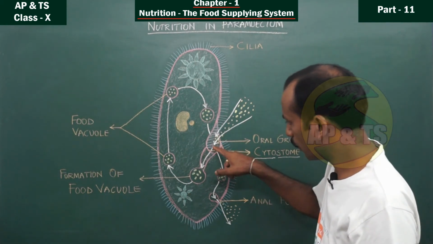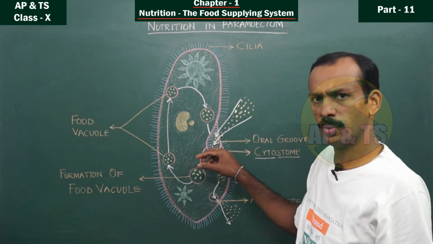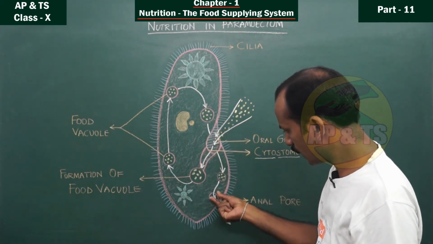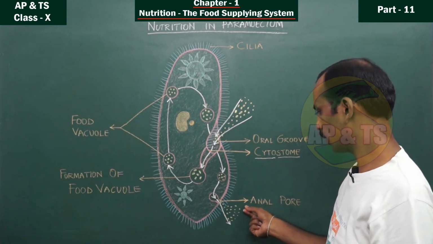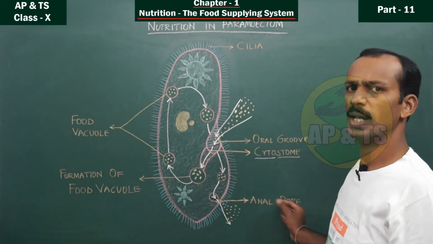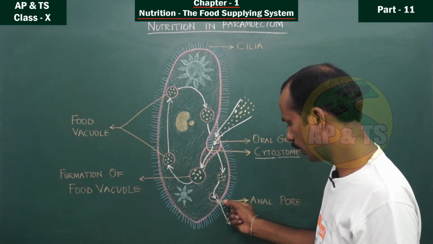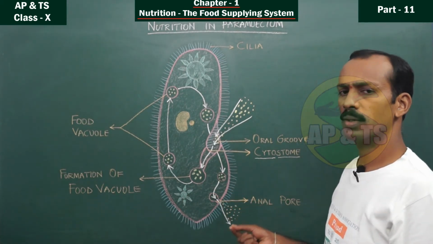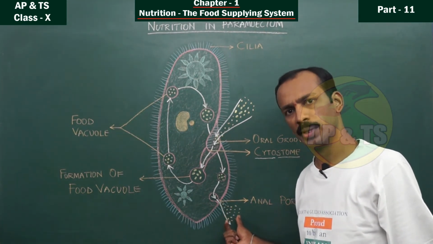Okay, this is mouth. Like how mouth is an inlet, in the same way anus is an outlet, but we are not calling it anus here. Instead we are calling it anal pore, an anus-like structure. So this is the outlet through which the waste or undigested material is sent out of the paramecium's body.